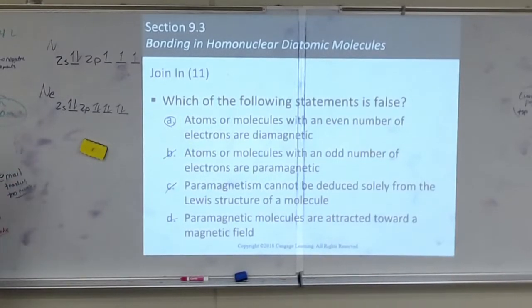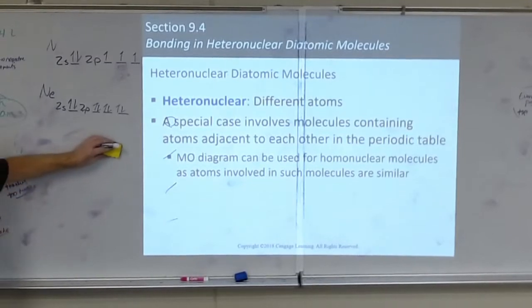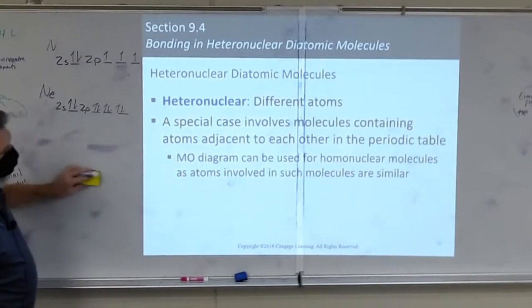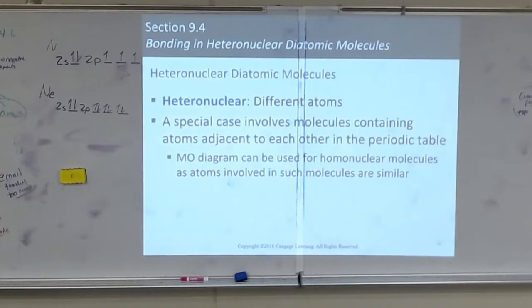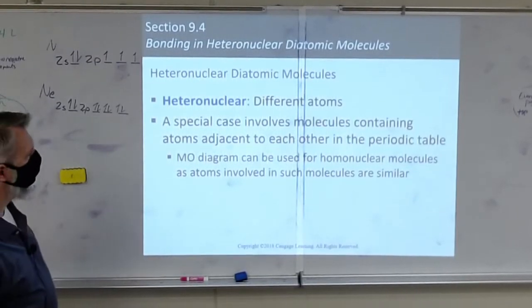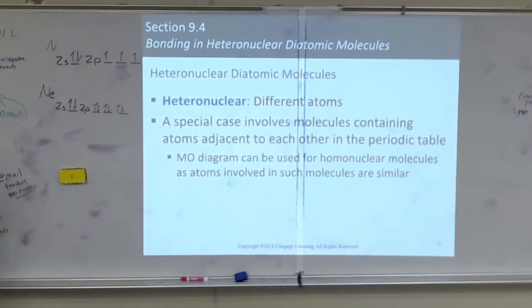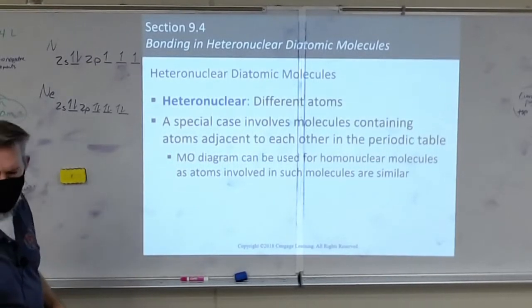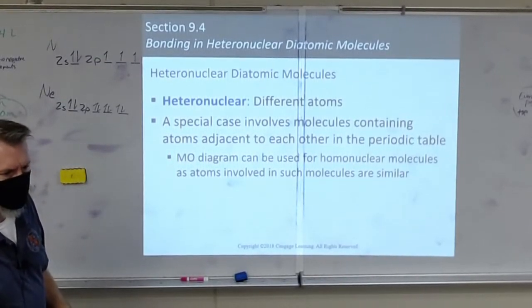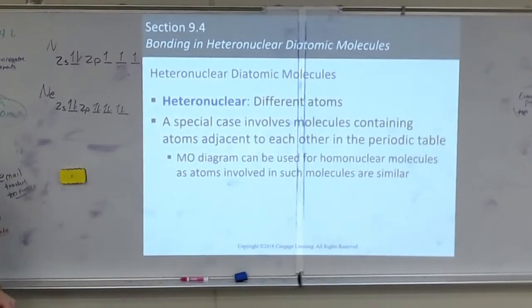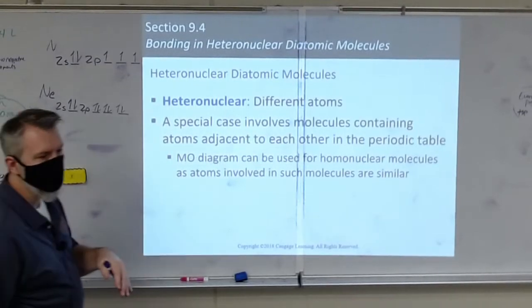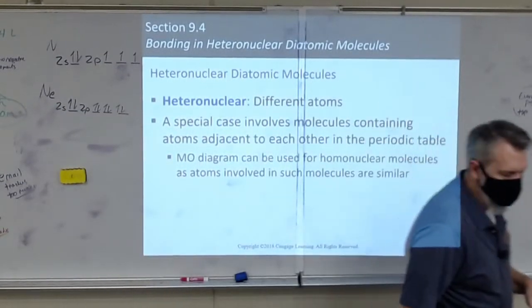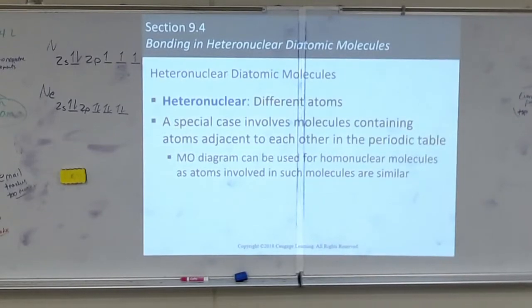It's okay. All right, heteronuclear. Hetero means different. Yeah, it gets even more fun. All right, this is special cases involving molecules that are adjacent to each other in the periodic table. I don't even think that these are in your notes. I think heteronuclear diatomic molecules are, since you read and outlined the chapters.